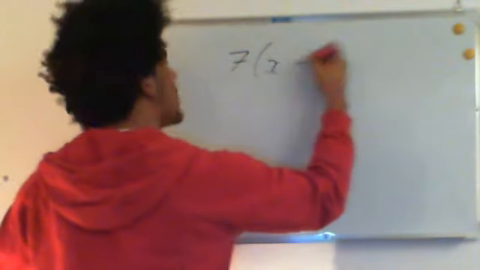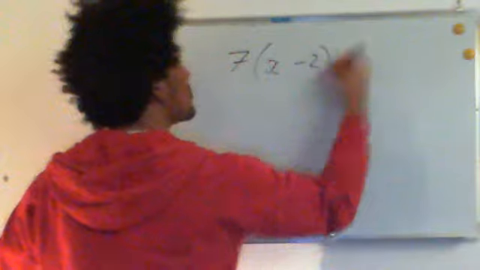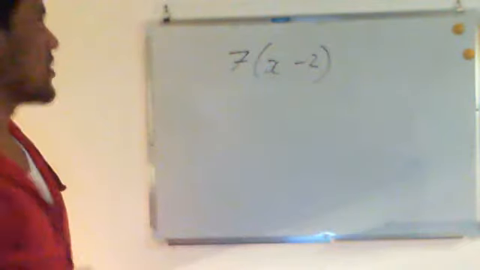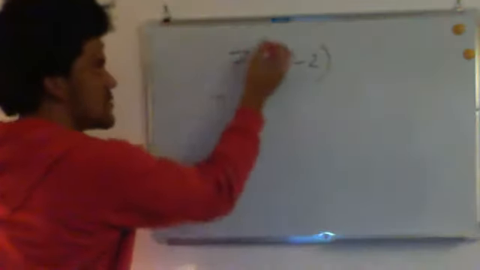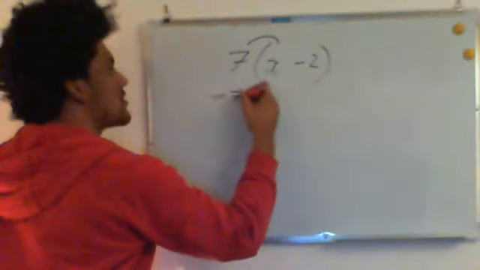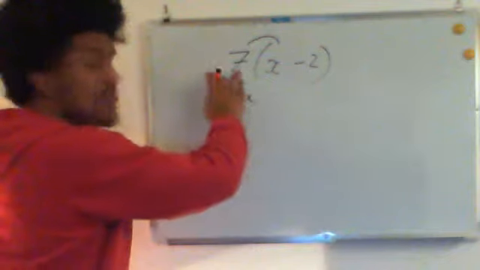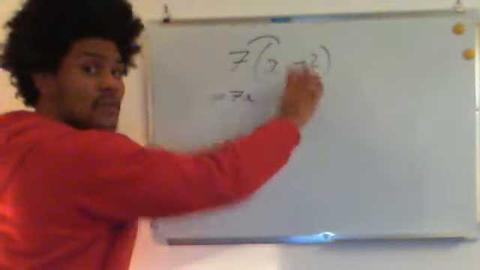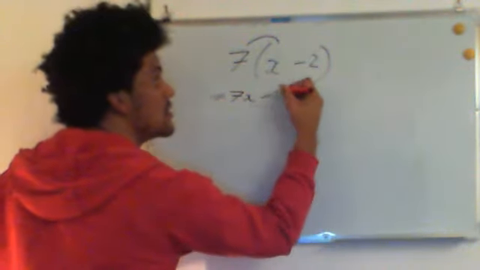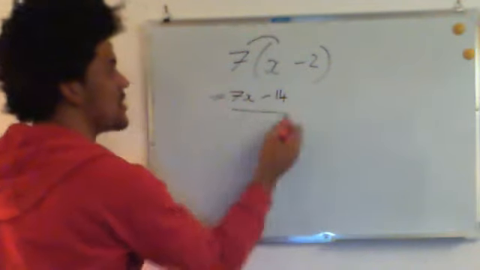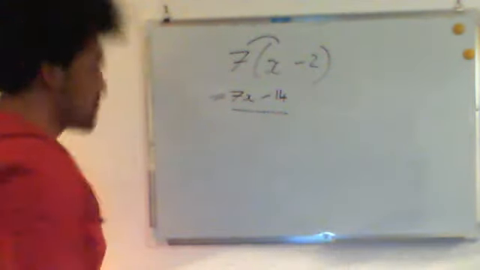Trickier ones may have minus signs and stuff in them, so you'll have one which has, I don't know, maybe 7 times by x minus 2. So same procedure. You multiply the 7 by the x, which gives you 7x, and you multiply 7 by minus 2 this time. Because 7 is positive and minus 2 is negative, it's going to be minus 14. So that gives you the solution there, 7x minus 14.